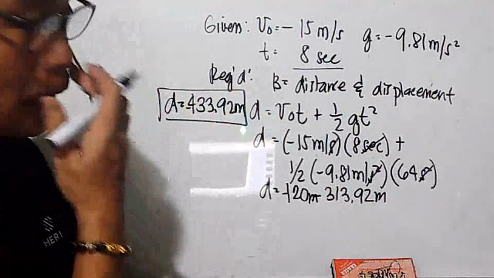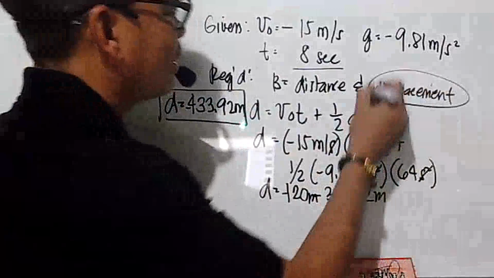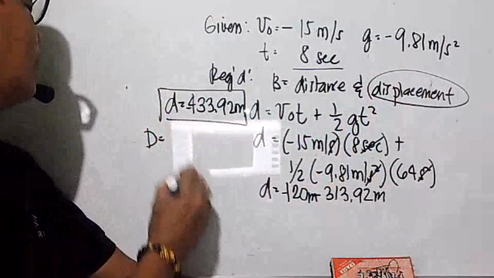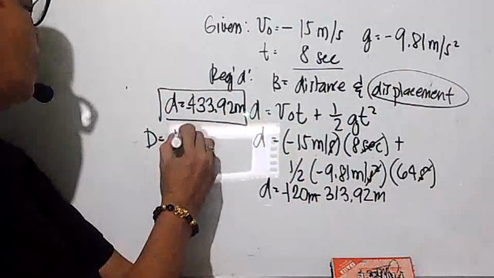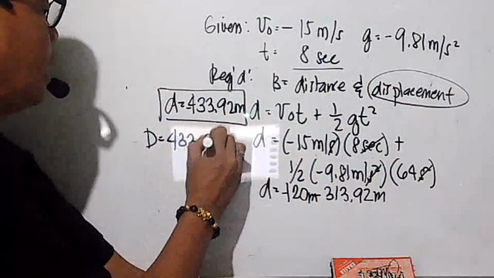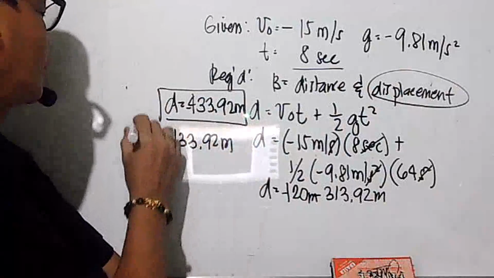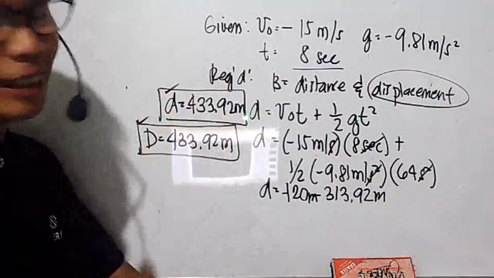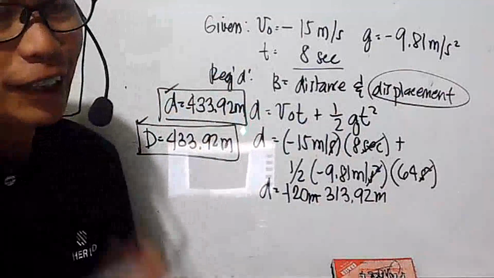So meaning negative, that is your displacement. It has a direction, it is going down. Therefore, your distance, I'll use the capital D, is equal to 433.92 meters. So this is your displacement, this is your distance. They're actually the same.